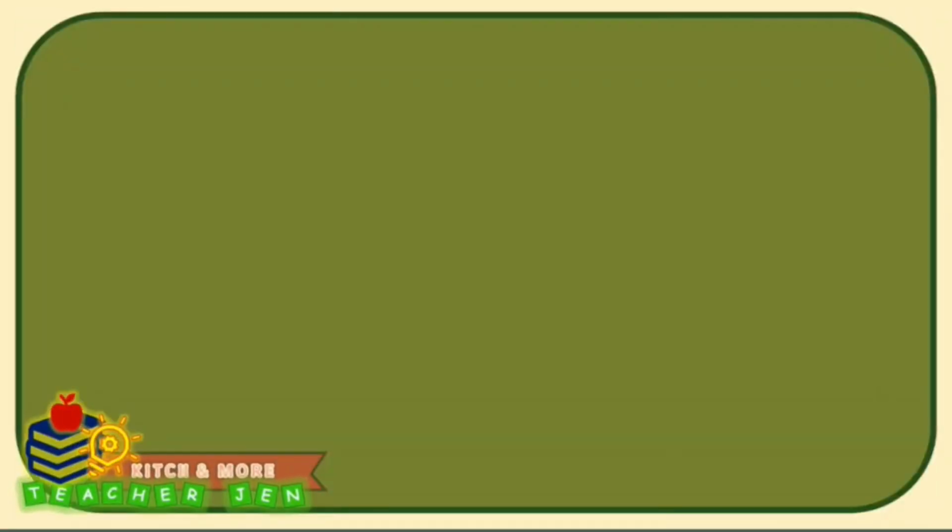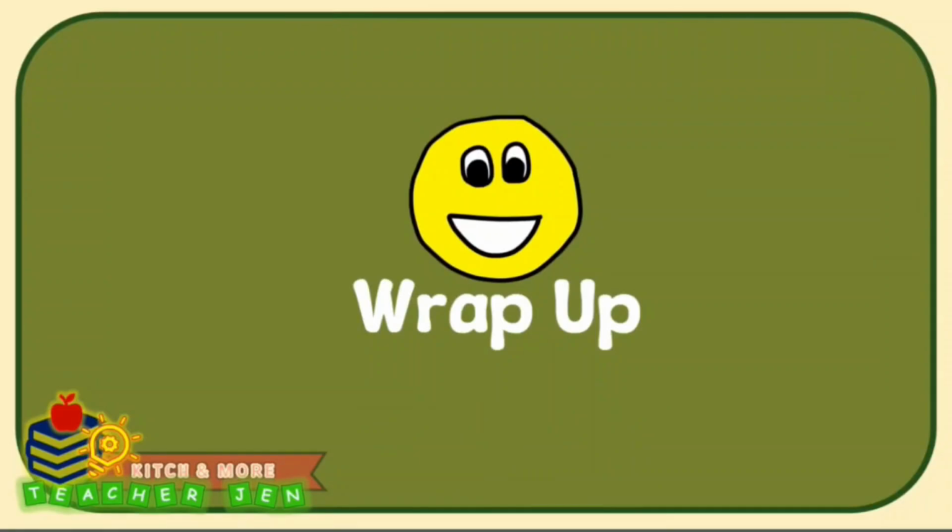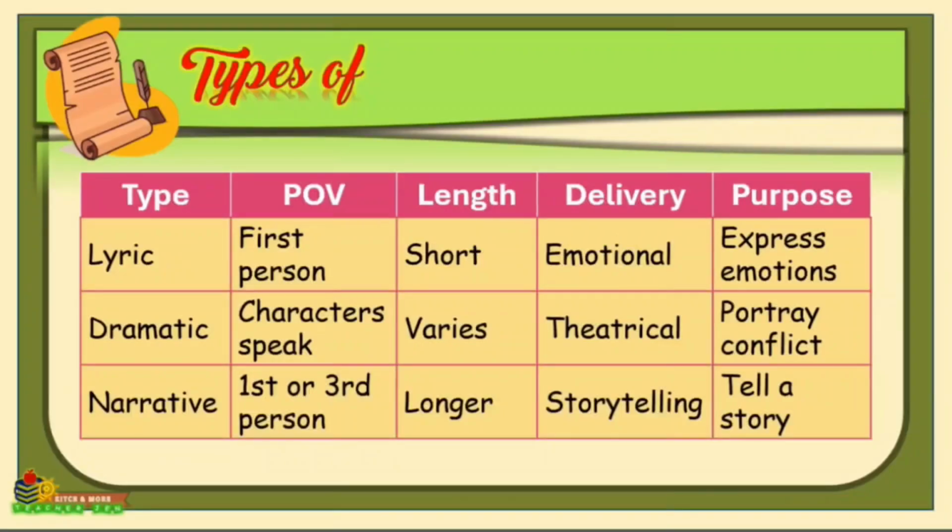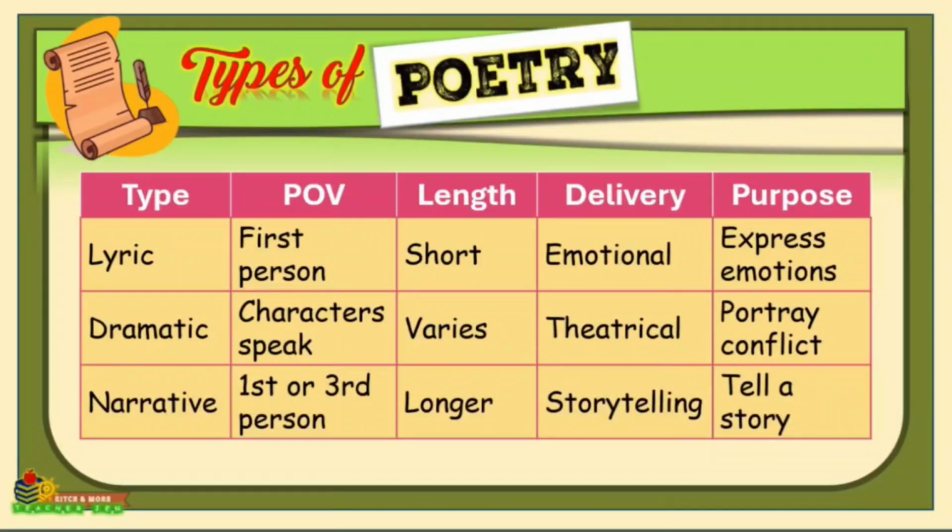Now that we've explored some fascinating types and features of lyric, dramatic, and narrative poetry, let's do a quick recap. Think of lyric poetry as emotional expression, dramatic poetry as a scene on stage, and narrative poetry as a poetic storybook. Each type serves a different purpose and speaks in a unique way.